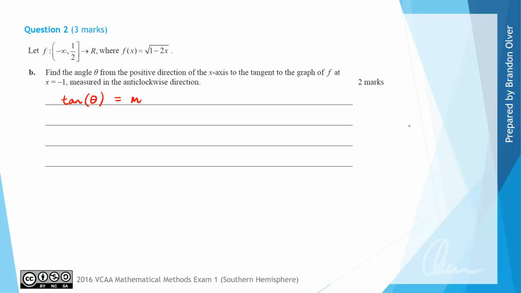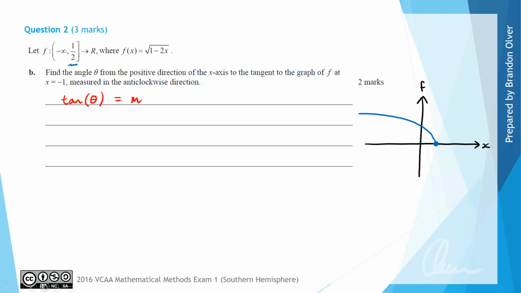And not that you need to do this, but it is helpful to maybe have a very quick sketch of what's actually going on for this function. So the function f of x is a square root graph, and the 1 subtract 2x actually gives an endpoint at a half, and that's actually given up here in the domain. And the negative reflects it over the y-axis or the f-axis. So this actually looks like this function here.